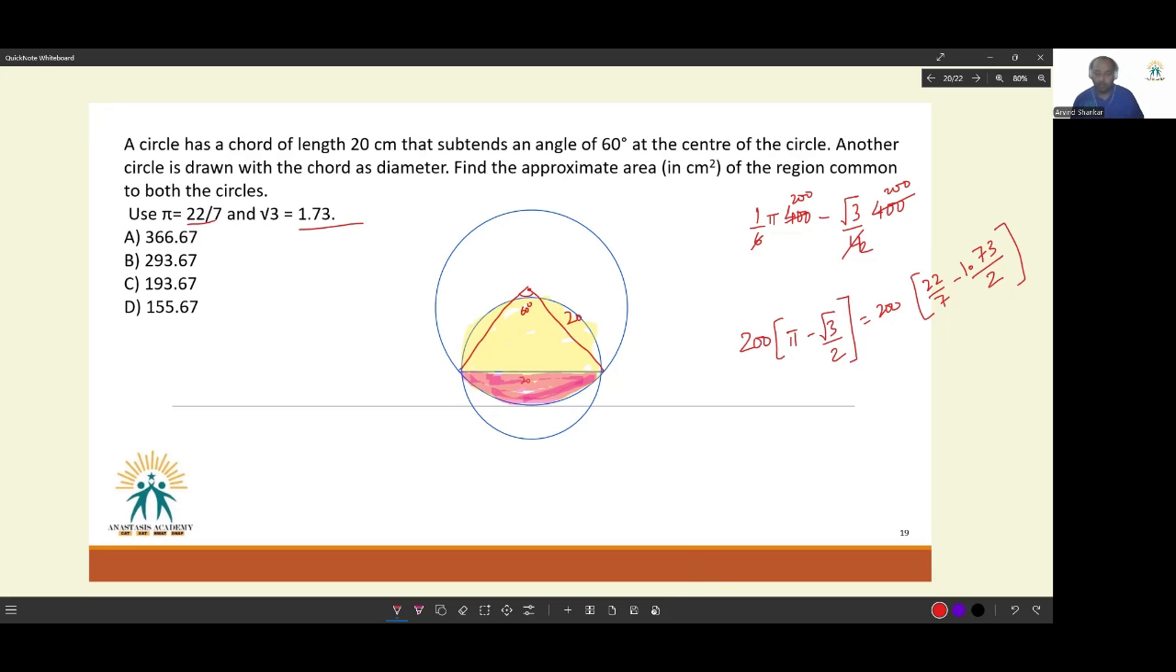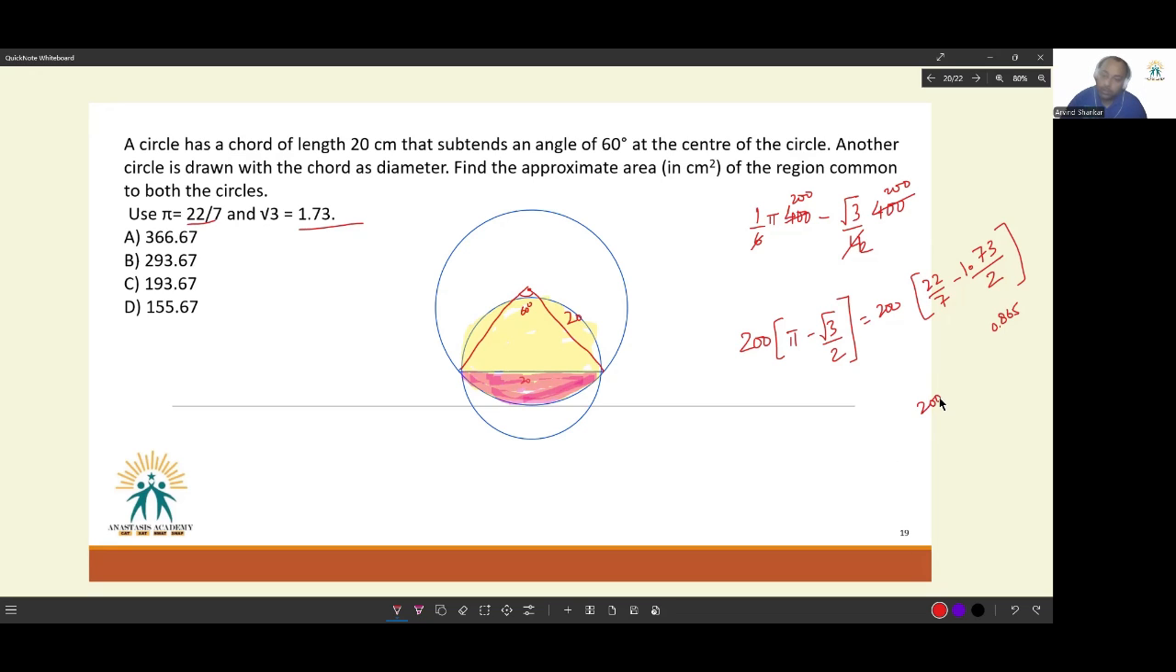I'm again using the calculator. I'm not too fussed about getting it accurate. So first I have to do the intercompartment. 22 divided by 7 minus 1.73 divided by, oopsie, I can't do that. First thing is 1.73 divided by 2, which is 0.865. 22 divided by 7 is equal to this minus 0.865.